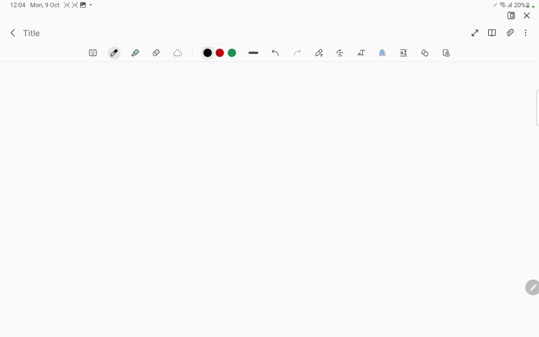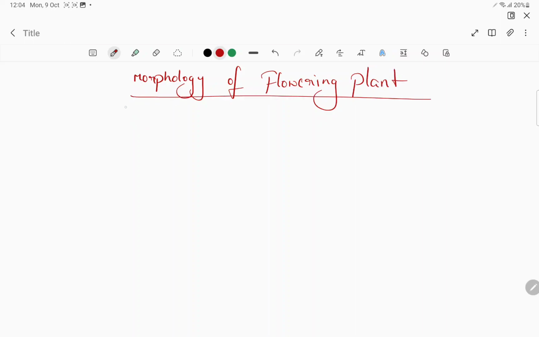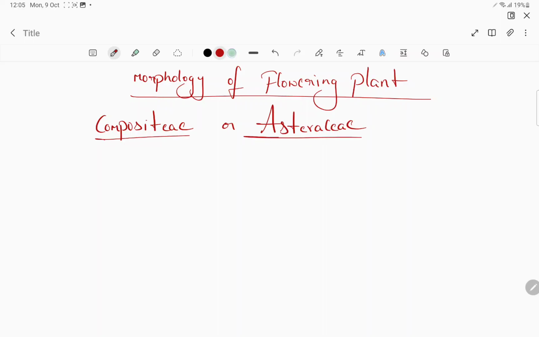Let's talk about the next family from morphology of flowering plants. The next family will be Compositae, or we will be calling it Asteraceae. So coming to the Asteraceae, the very well-known example is the sunflower.